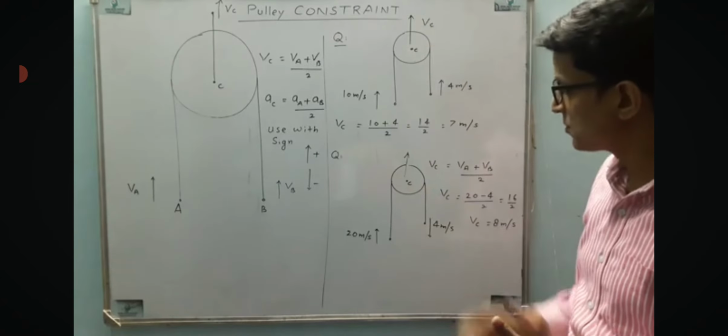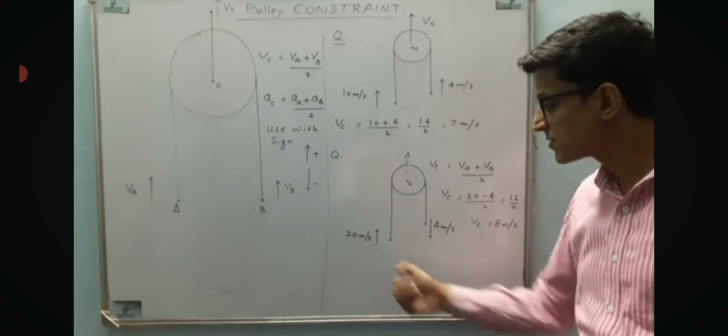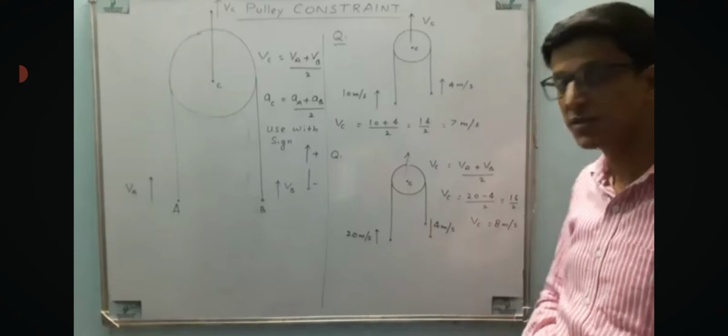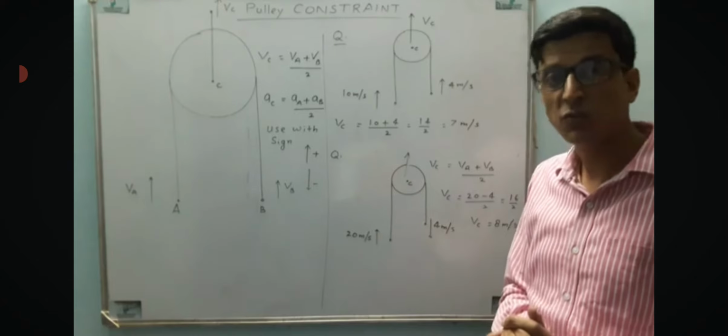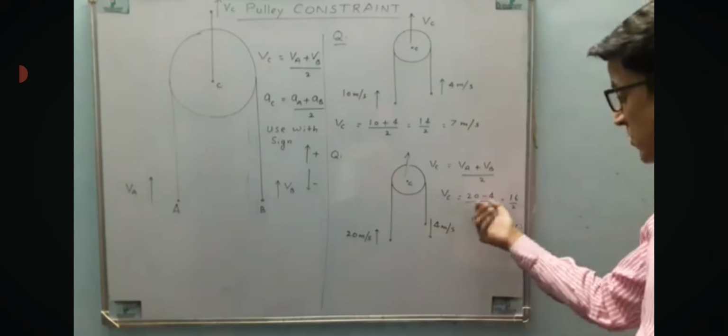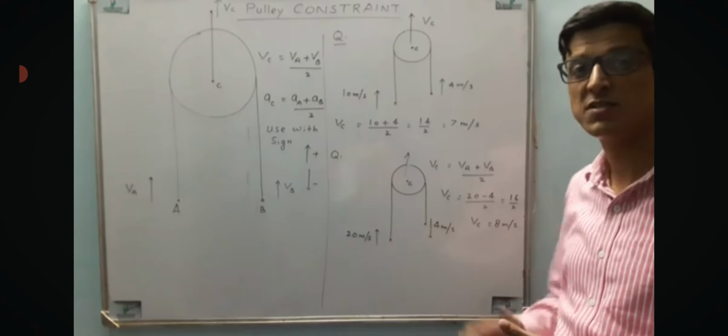Let's do that for another question. Here it's moving with a velocity 20 in the upward direction and 4 meter per second downward. So using the sign convention that upward is positive and downward is negative, we have velocity of C as (20 minus 4) by 2, which is 16 by 2, which is 8 meter per second.